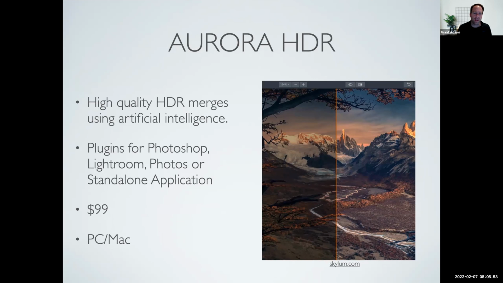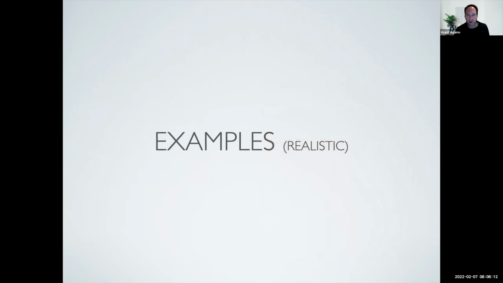Aurora HDR is kind of a newcomer on the scene. They claim that they use artificial intelligence to process these images. I think it does a pretty good job. I've played around with it before. It's a little bit on the expensive side for what it's doing, but if you're interested in it, you can play around with it. But like I said, we're going to work primarily in Photoshop today.